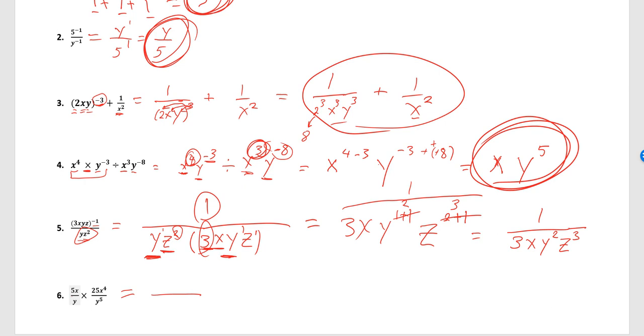So multiply the coefficients first. 5 times 25 is 125. And then x times x to the fourth is x to the 1 plus 4, which is 5. And then down here is y times y to the fifth, so it's y to the 1 plus 5, which is 6. So the answer is 125 x to the fifth over y to the sixth.